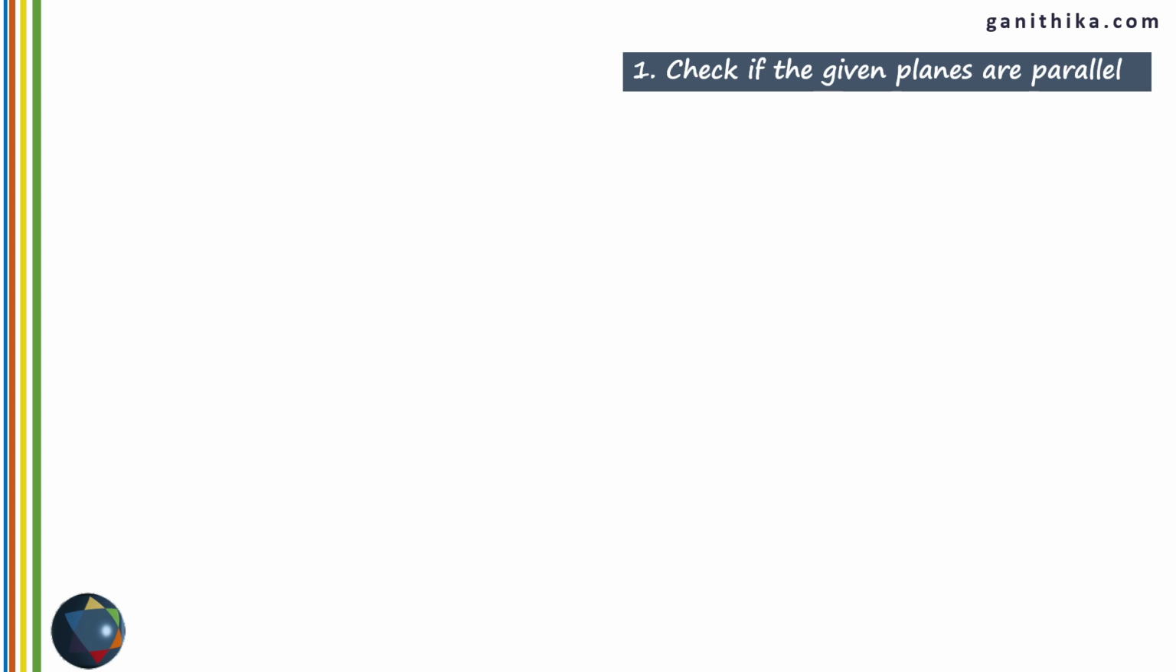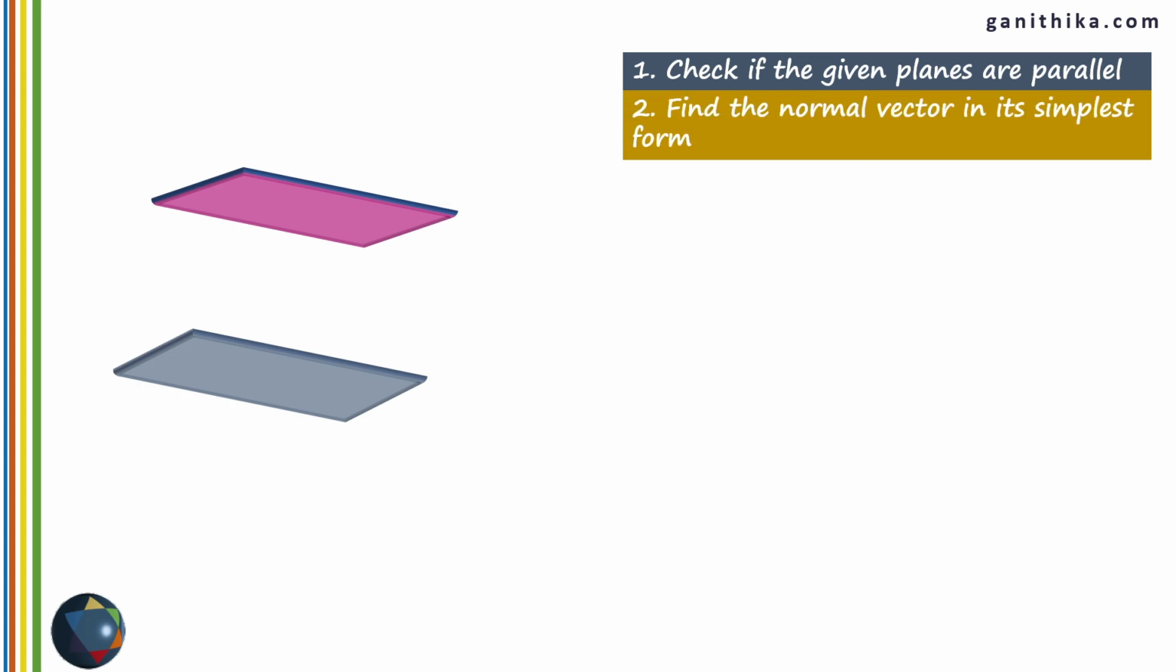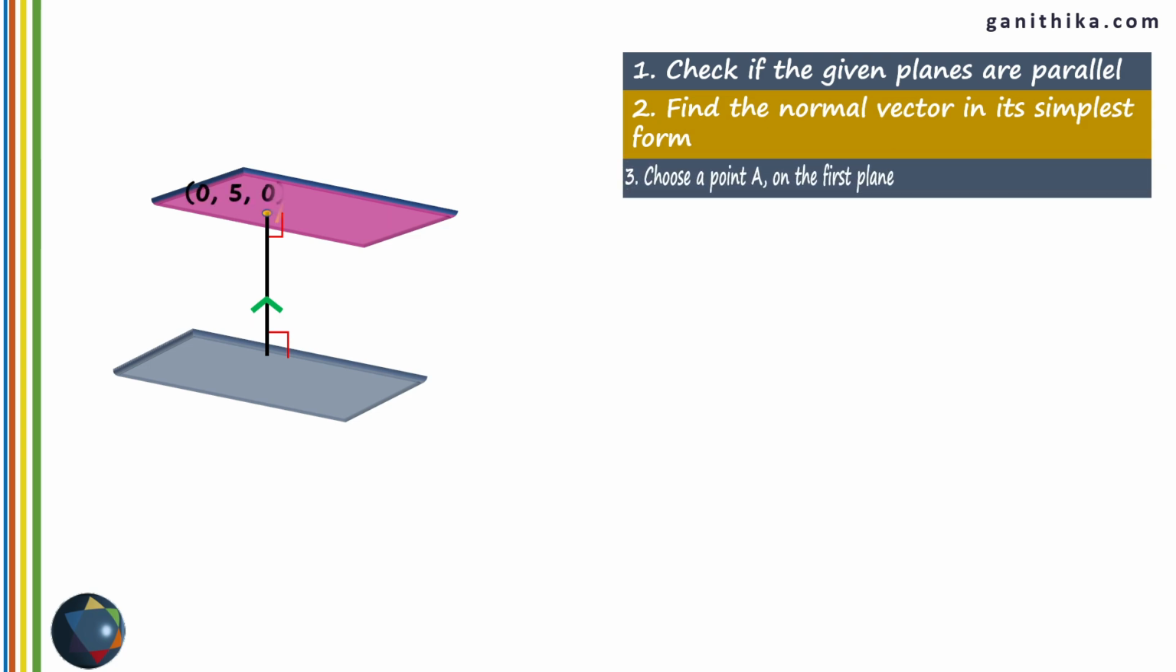Before going into the next short method, we'll just sort out what we did in the long method. First of all, we checked whether the planes are parallel or not by identifying the proportionality of the coefficients. Okay. The second thing that we did was to find the normal vector which is common to both the planes in its simplest form. Try to keep the normal vector in its simplest form, and this is the normal vector that we found.